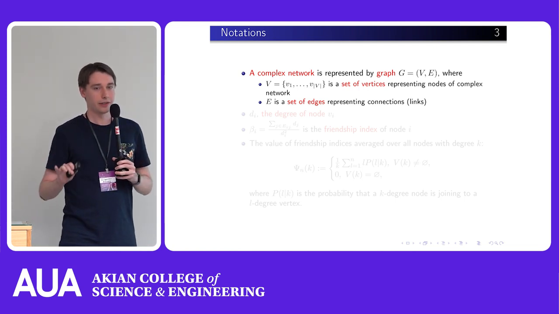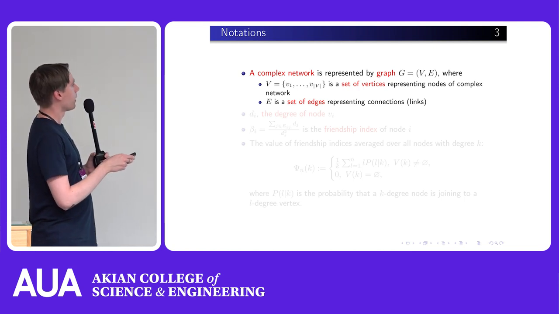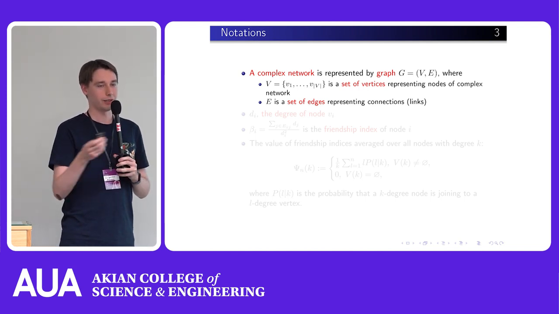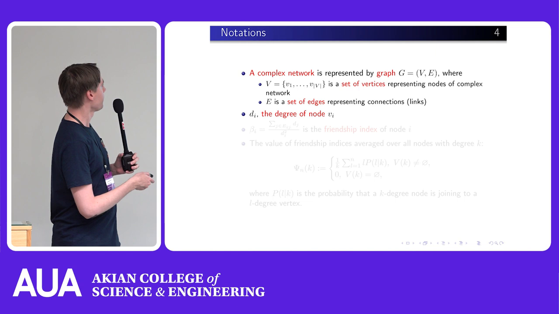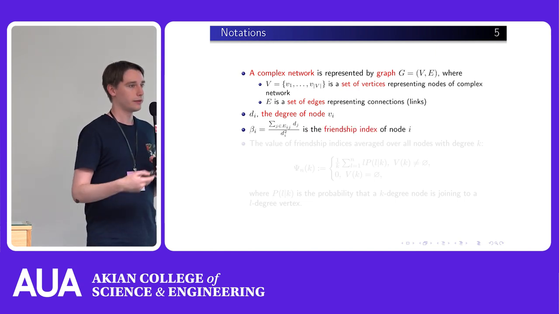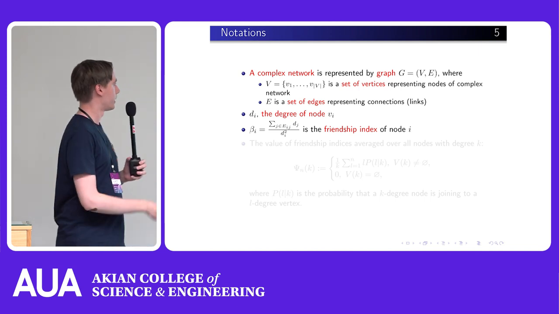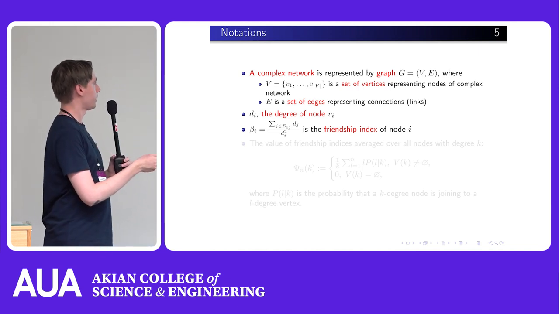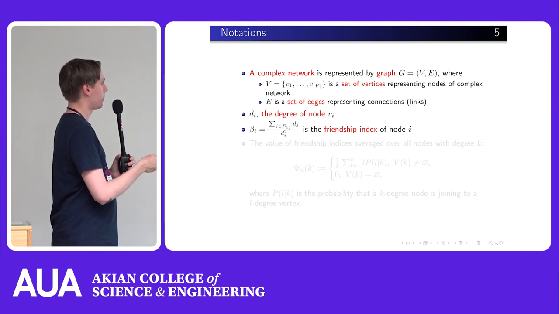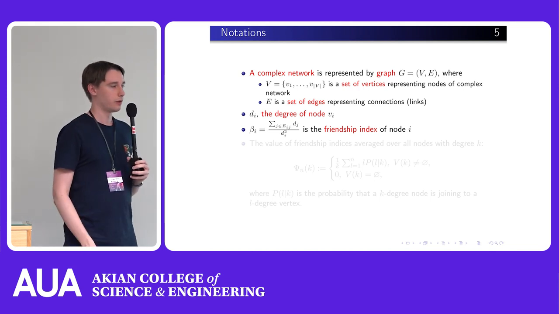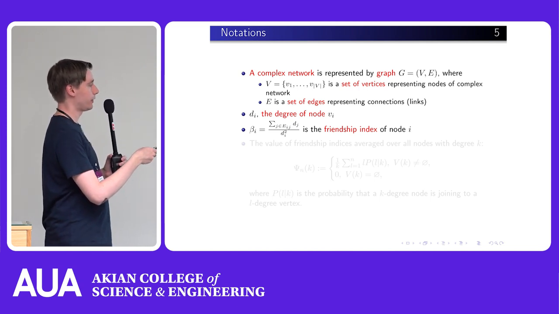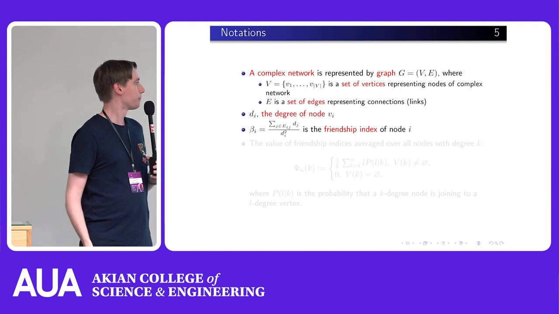First, let me shortly define some notations that will be used. A complex network is represented by a graph, which has a set of vertices and a set of edges. Quite simple. d_i is the degree of node v_i. And then the friendship index, denoted as beta, is calculated as the sum of the degrees of neighbors divided by the squared degree of the node. Or in other words, it's the same as the average degree of neighbors divided by its own degree.